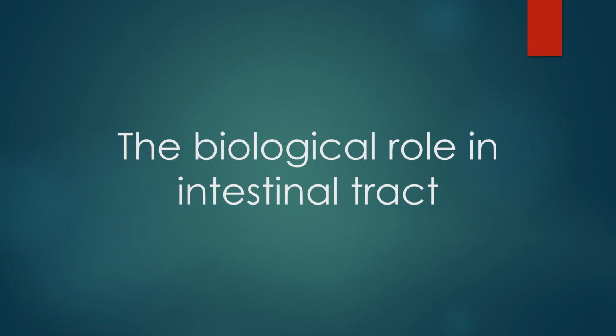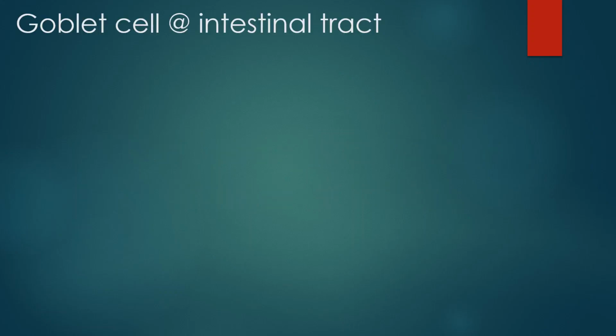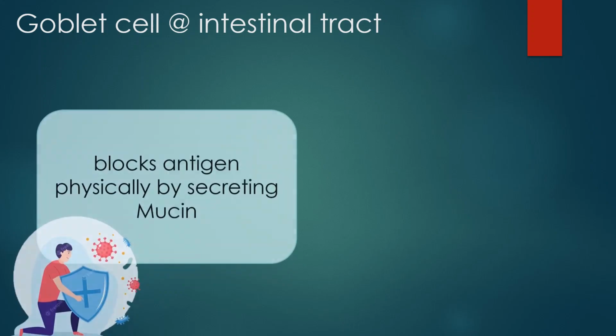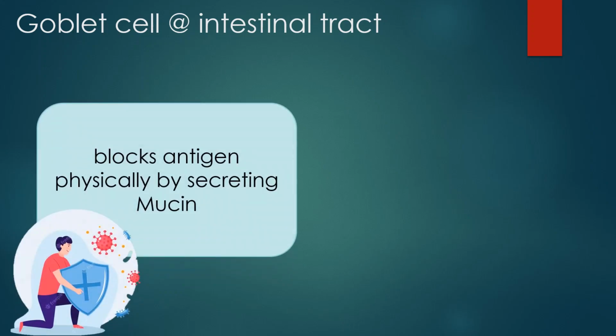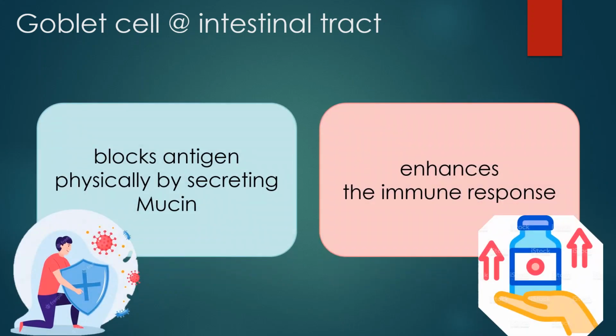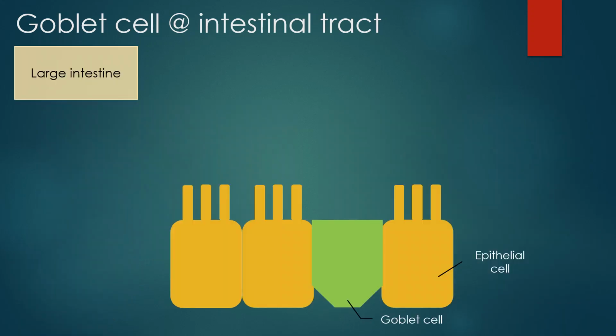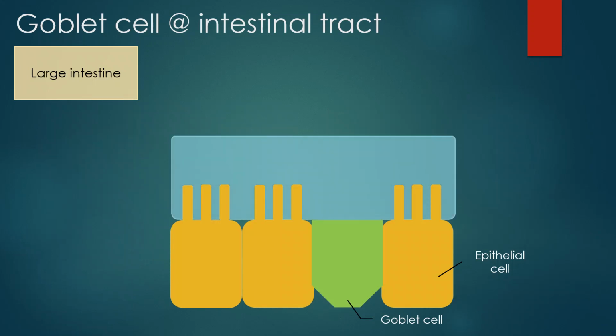Next, let's take a look at the goblet cell in the intestinal tract. In the intestinal tract, goblet cells block antigens physically by secreting mucin and enhance the immune response. The large intestine has many goblet cells and there's a lot of mucin. So, the layer of mucus covering epithelial cells is thick.